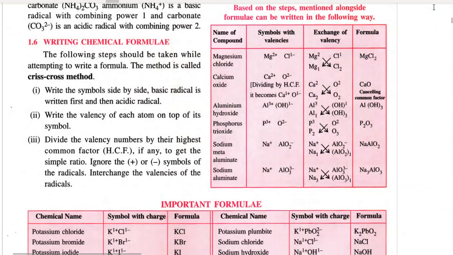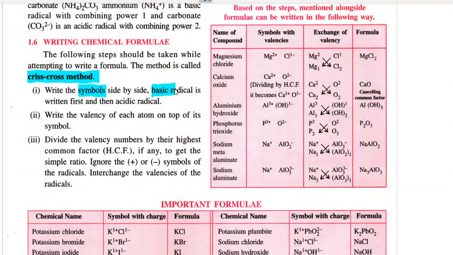So today's topic is about writing chemical formulae, how to write chemical formulae. So the method which we are going to follow for writing chemical formulae is the crisscross method. The crisscross method. Okay, so what is the crisscross method? See, first we have to write the symbols side by side.